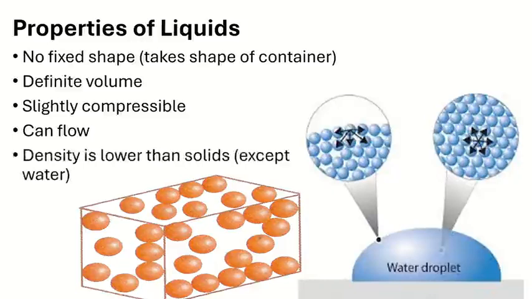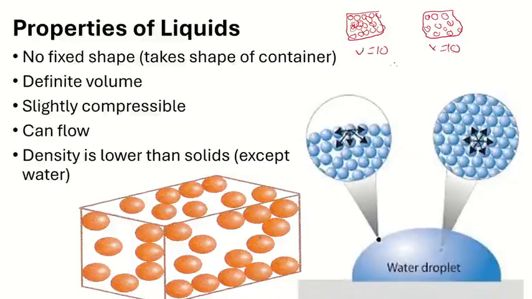Now, the density of a liquid is lower than that of a solid, except for water. What are we trying to say here? If you consider a particular substance in this volume and that same substance in this volume, if the atoms here are stacked, and if the atoms here are close but not stacked, let's say the volumes are the same: the volume here is 10 and the volume here is 10.